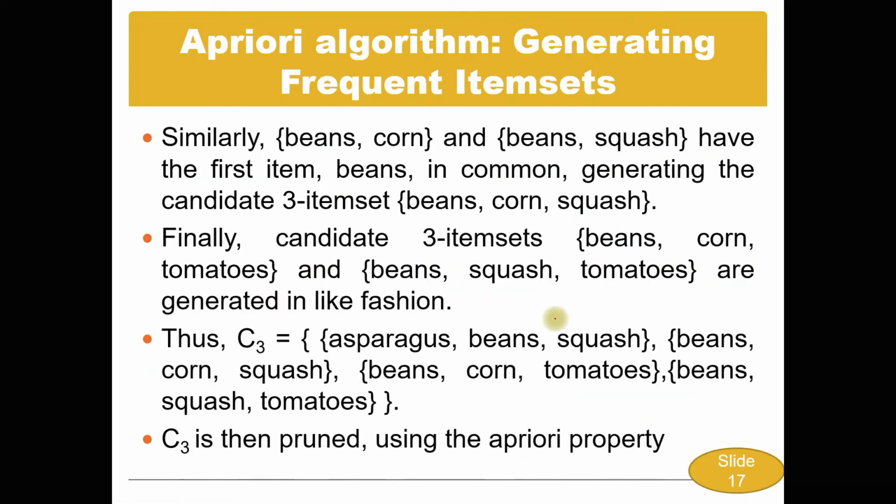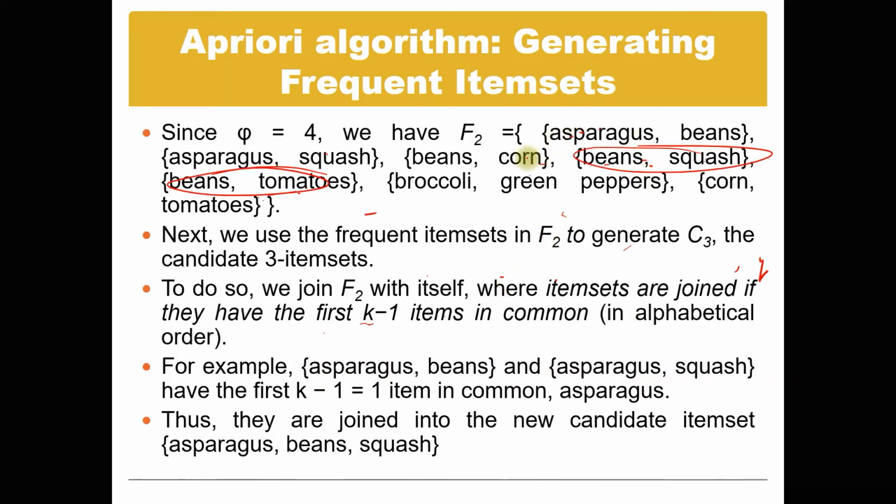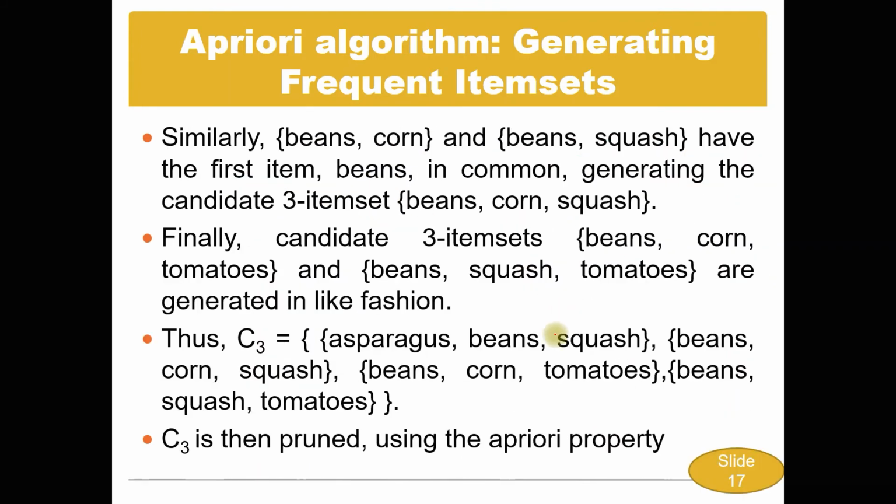Which is here. Asparagus, bean, squash, bean, cone, squash, bean, cone, tomato, bean, squash, tomato. These are the different item sets that we have in C3.